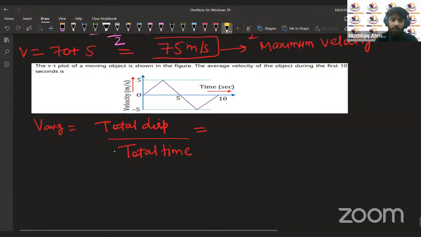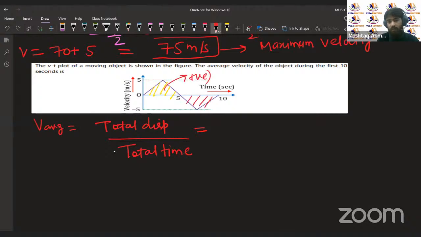And we know the total displacement is the area under the velocity-time graph. This area is positive here and this area here is negative, right? So this is a positive area, this is a negative area. We'll just be adding these two areas to calculate the total displacement.